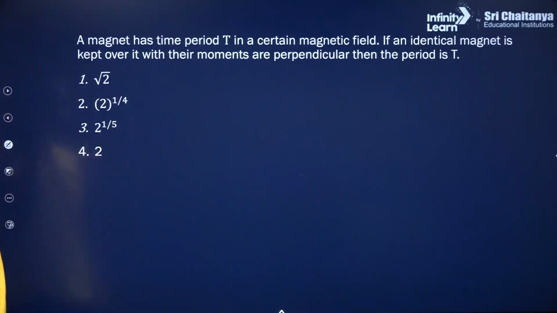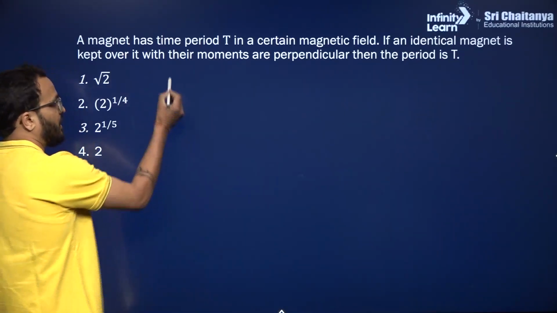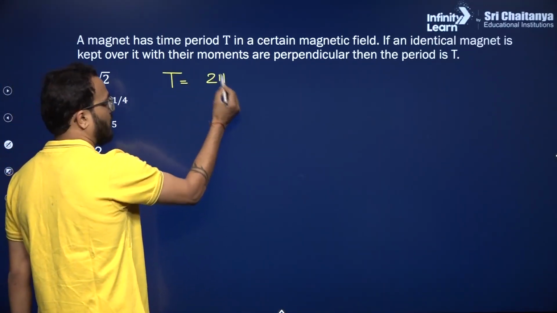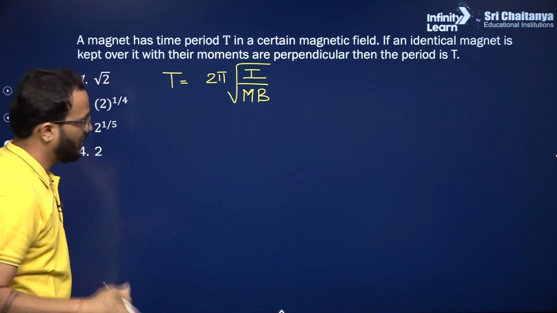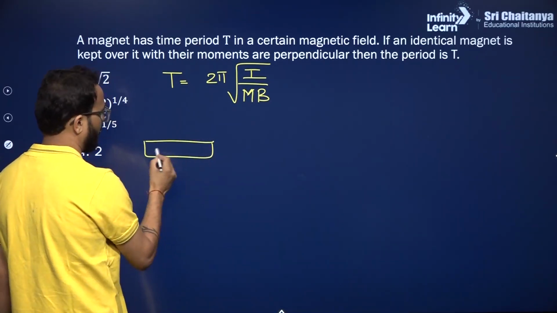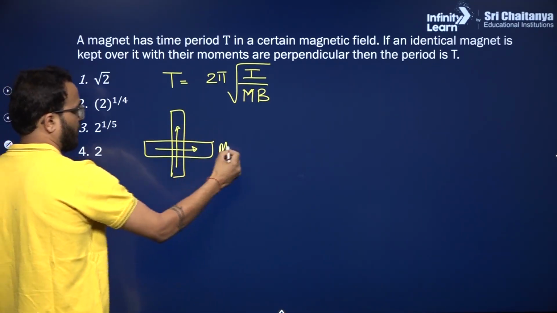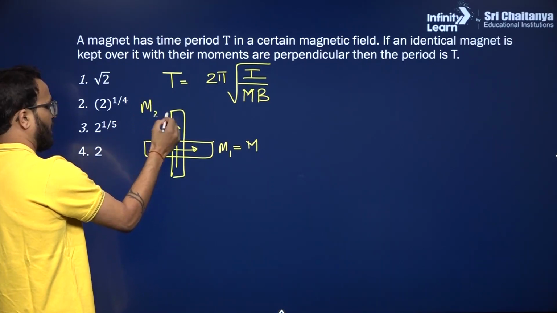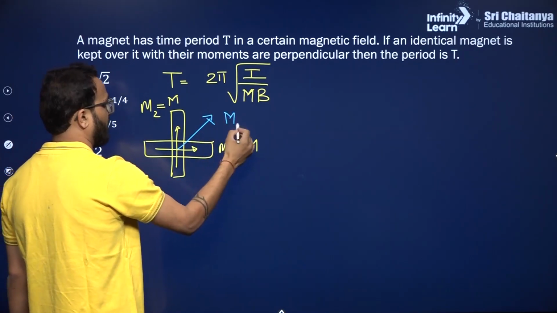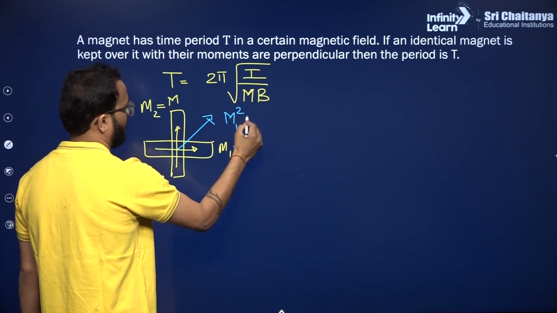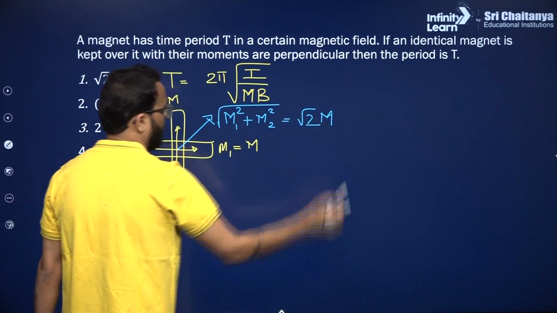Cool? A magnet has time period T in a certain magnetic field. See, what is the time period of oscillation of a bar magnet? It is 2 pi root over I by magnetic moment into magnetic field, right? So this is a bar magnet M1. You keep another identical bar magnet. So M1 is M, M2 is also M. So what will be the resultant? Exactly in between. It will be root of M1 square plus M2 square, which is root 2 M, right?